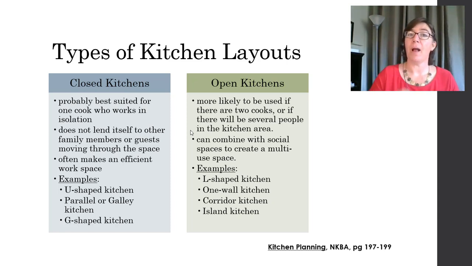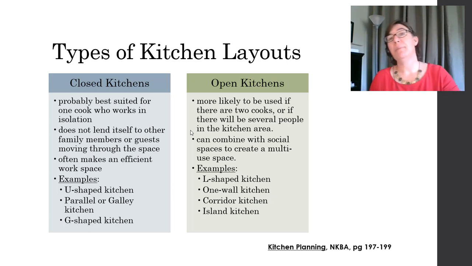Closed kitchens are probably best for one cook. They don't really work well for families and guests to gather or move through the space, but they are often more efficient cooking layouts, and sometimes they can be smaller and more compact. Examples of closed kitchens are the U-shaped, the parallel, and the G-shaped kitchen. And we're going to talk about all of these.